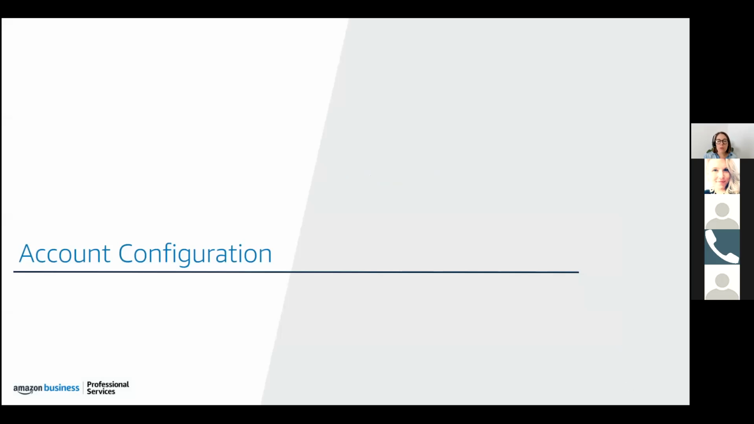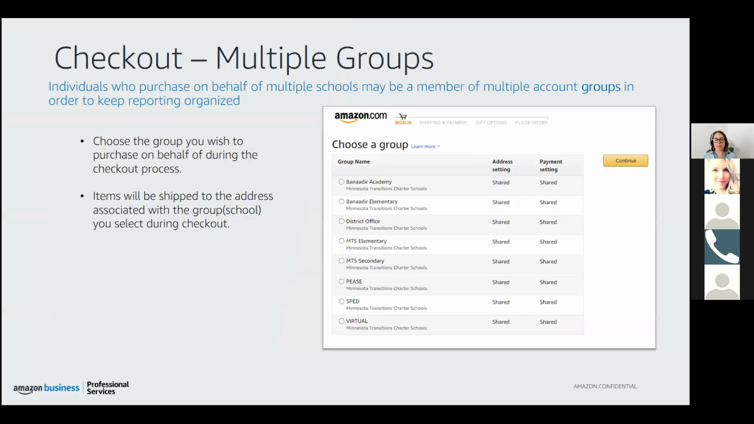Okay, so in terms of account configuration, there are some individuals who may be purchasing on behalf of multiple schools. If that's the case for you, the first screen you'll see at checkout is to ask you which group you want to purchase within. As you can see, our groups are set up as schools. So you just want to make sure that you choose the school for which you're making the purchase, as those items will be shipped to the address associated with that group.